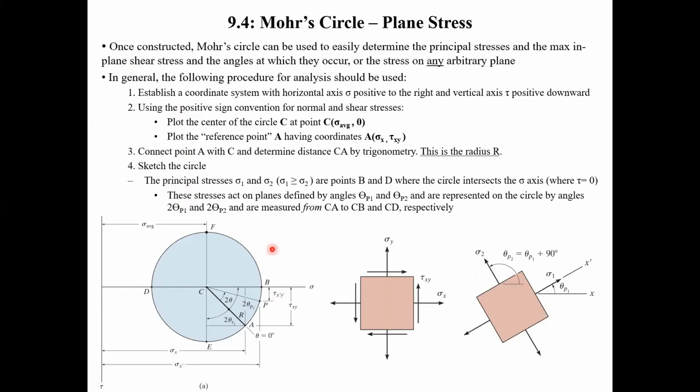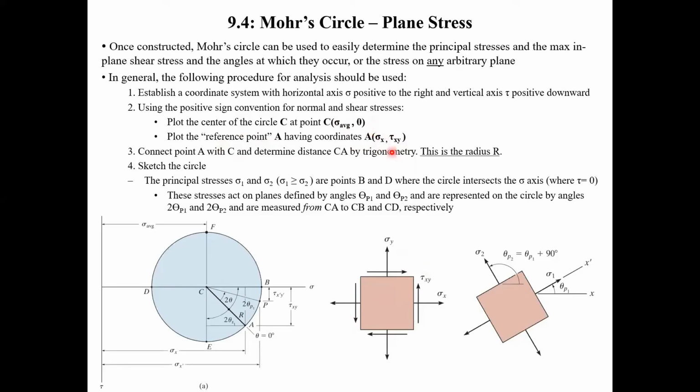After that, you need to use your positive sign convention for your original stress element. And then plot the center of your circle at sigma average, comma 0, and then your reference point at sigma x, comma tau xy. Okay, so in order to draw a circle, you need 2 things. You need to know the center of it, and then you need to know a point on the circle.